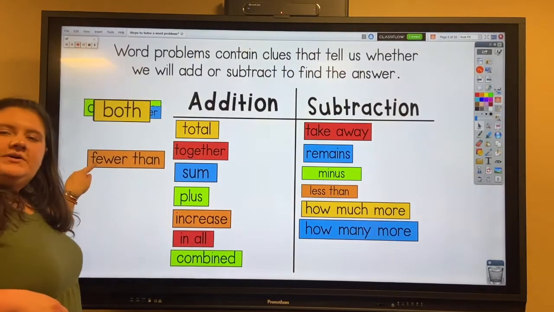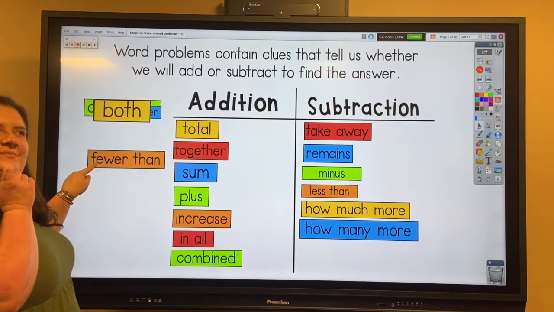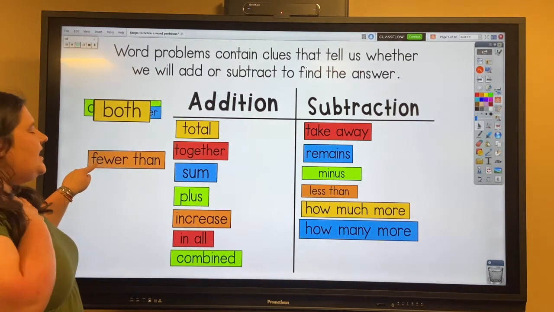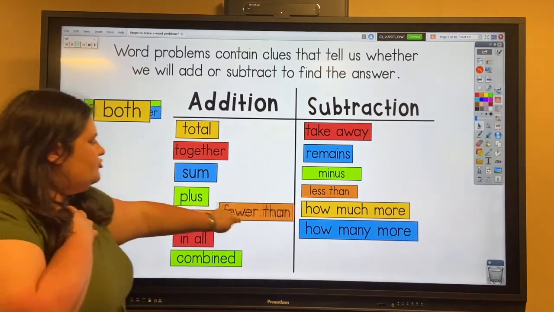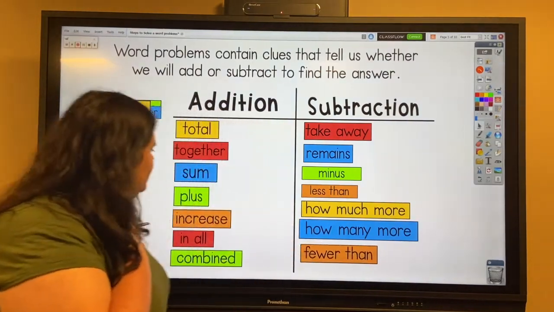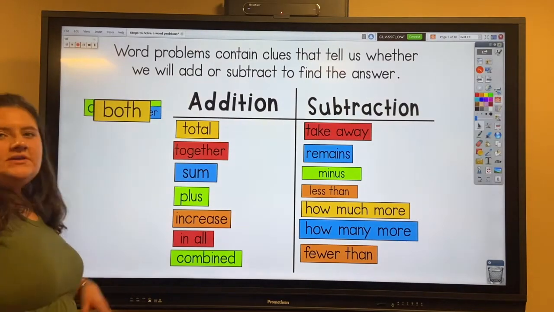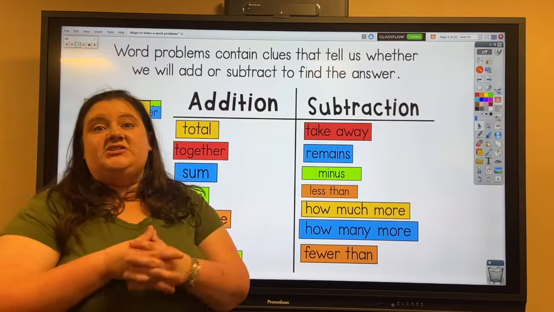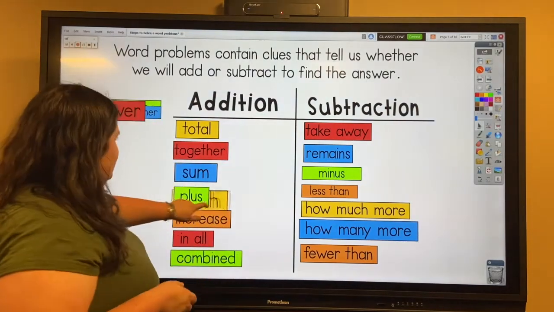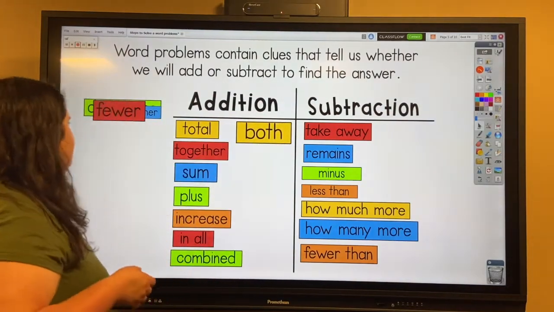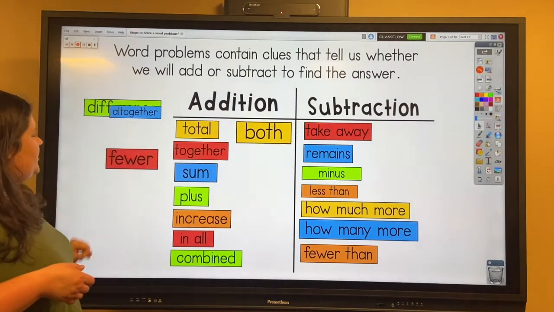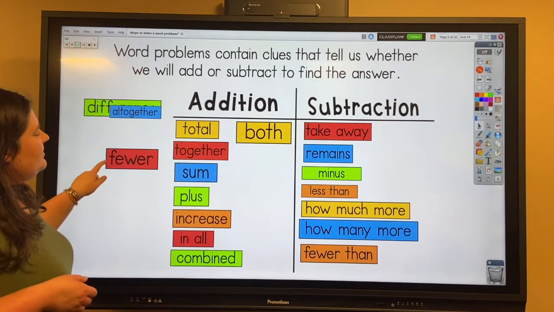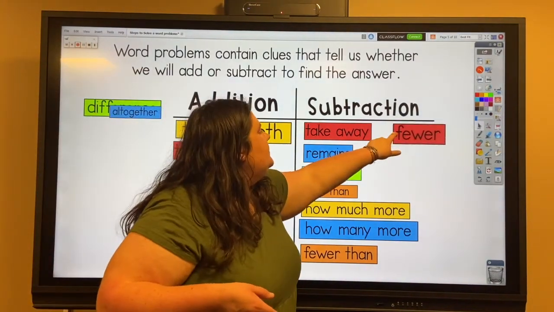Fewer than, okay, fewer than. If somebody has fewer than something than I do, then I would probably be subtracting. Both, okay, so if I'm thinking about my sister and myself, we both got $4. How many do we have all together? Both would be addition. Slide it over there. Then we have fewer. I think fewer would go as subtraction.